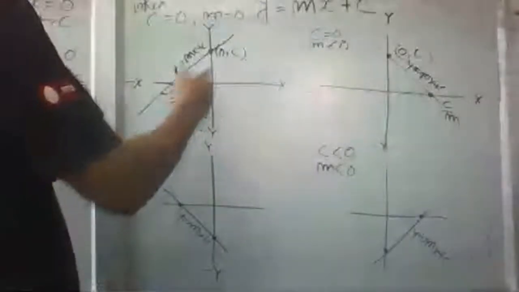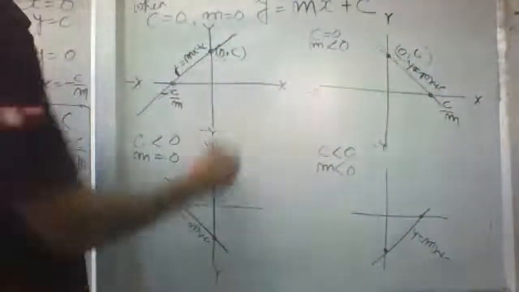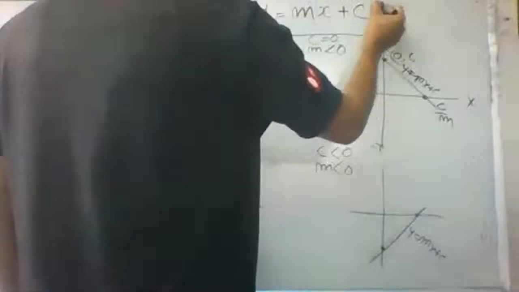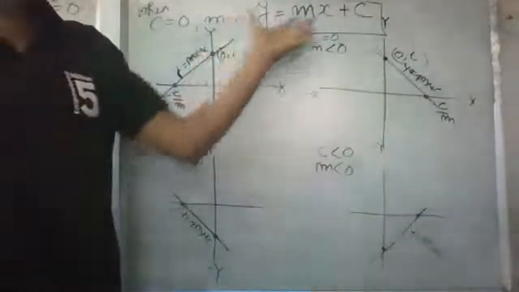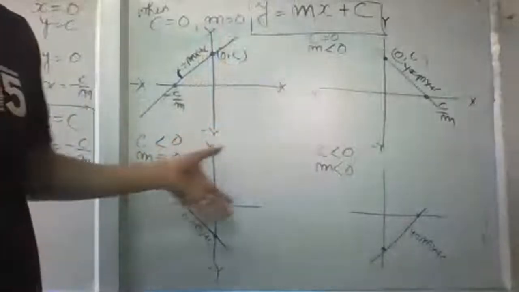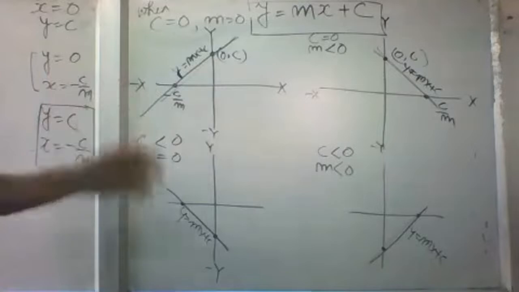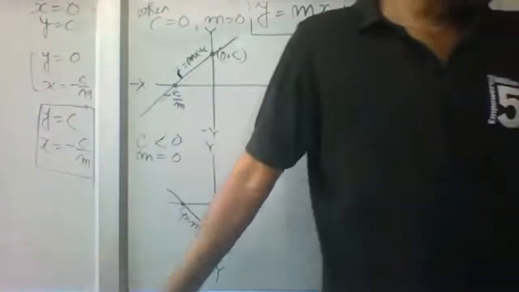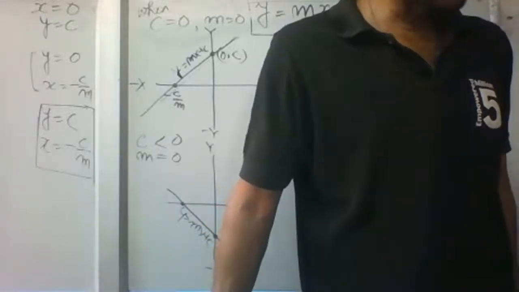In every condition we have seen that a straight line is formed, and this proves that y equals mx plus c is the formula of a straight line. Remember, this is the most important formula. From the different types of graphs, we can easily represent it and prove that this is a straight line. I hope you are understanding all these things easily.